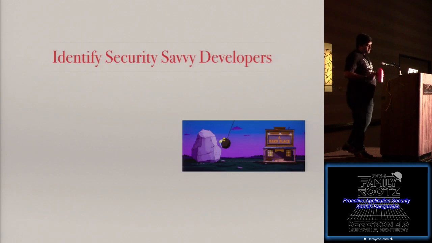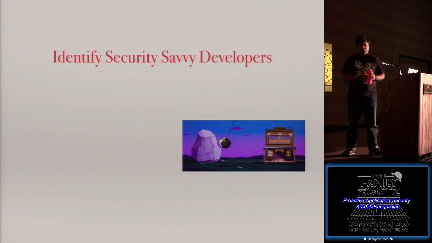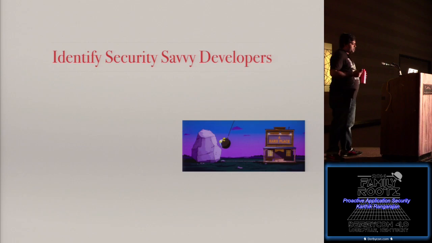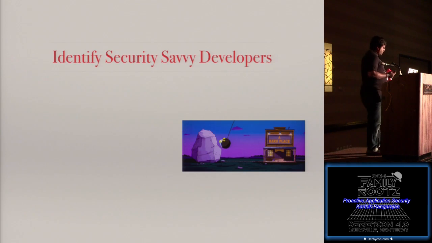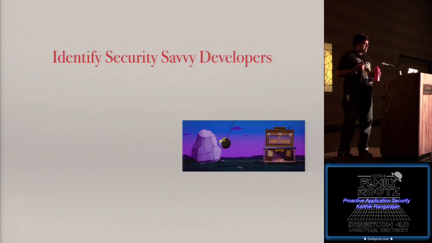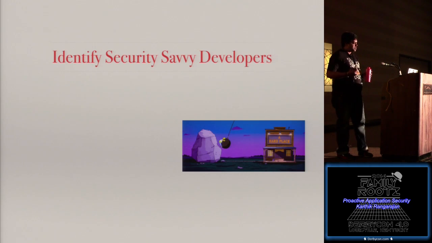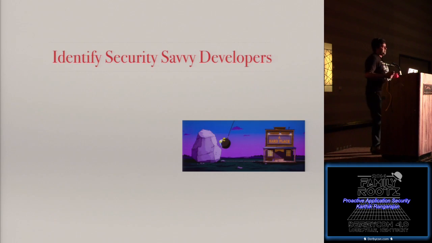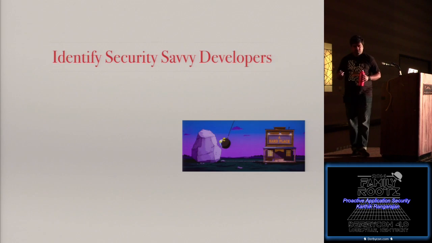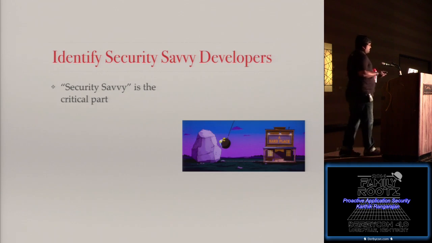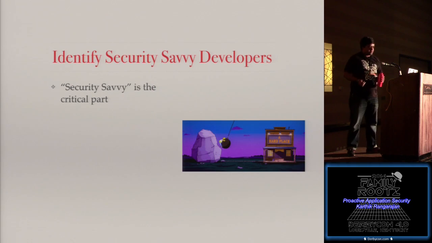So, in order to fix bugs, you need to identify security-savvy developers. Now, there aren't that many developers that understand security very well. But there are a few. There are those that at least care about security, that want to understand better, and have worked on some security critical features, like the authentication system, the permission system, whatever it might be. So, as I said, security savvy is the critical part.